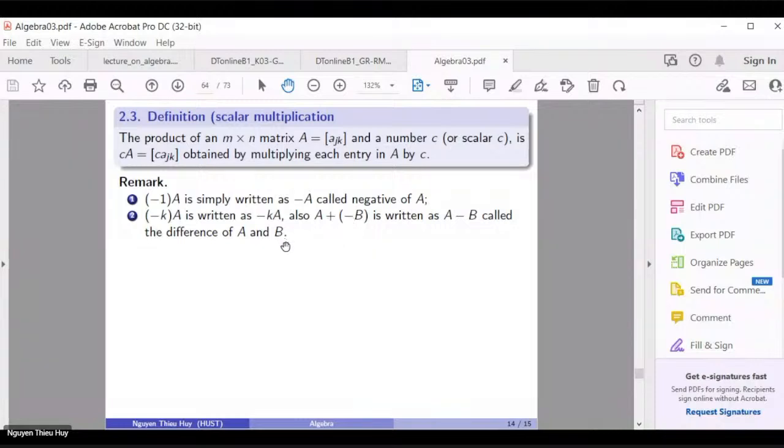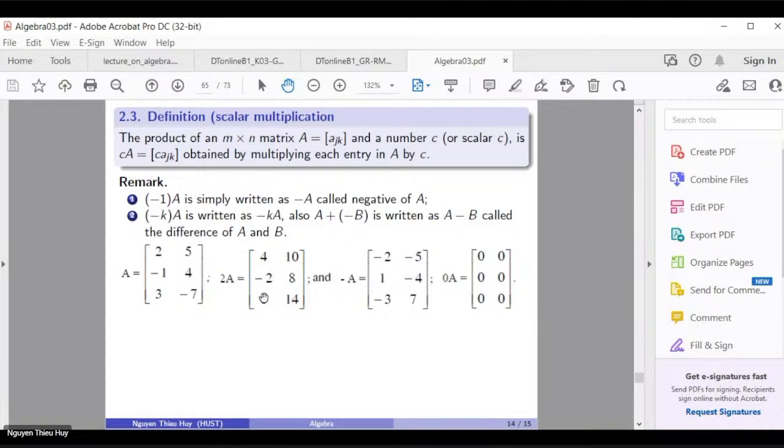Good. So I have here an example. So here's A. Two, 5, -1, 4, 3, -7. When I multiply 2 with A, it means that I multiply 2 to every entry here. So 2 multiply 2 is 4. 2 multiply 5, 10. 2 multiply -1 is -2. 2 multiply 4 is 8. 2 multiply 3 is 6. 2 multiply minus 7.